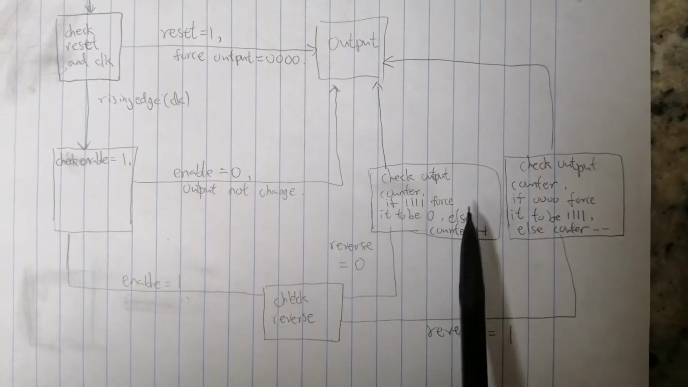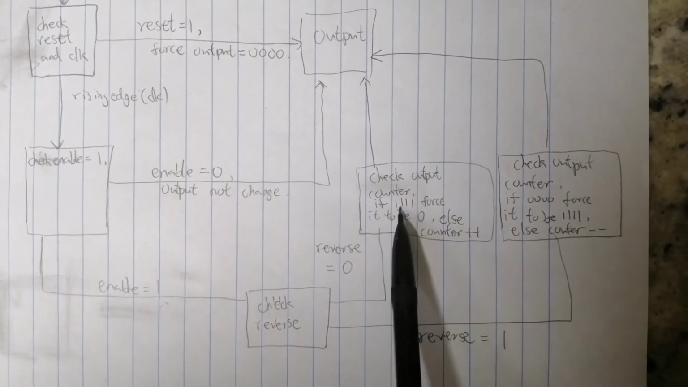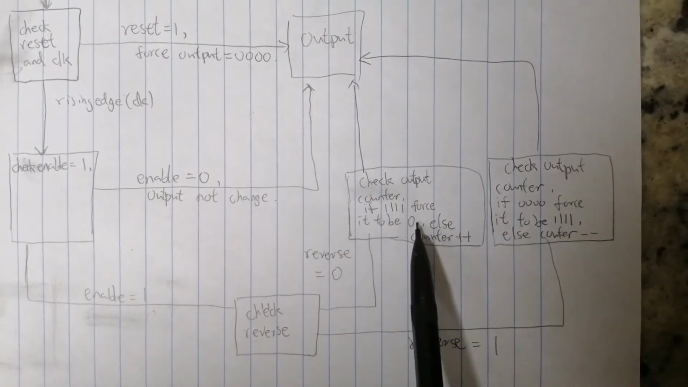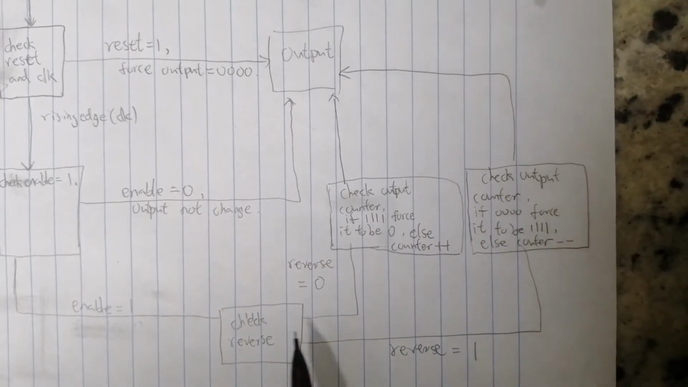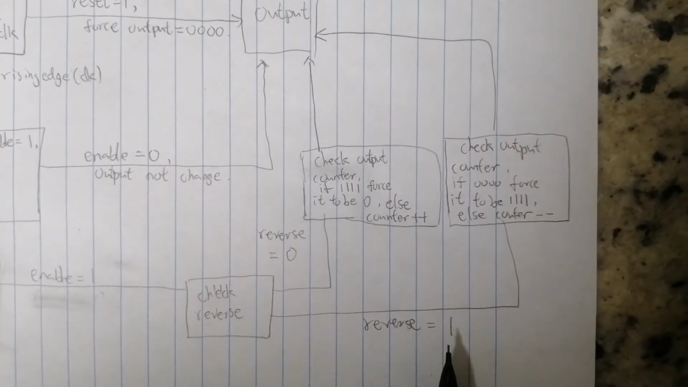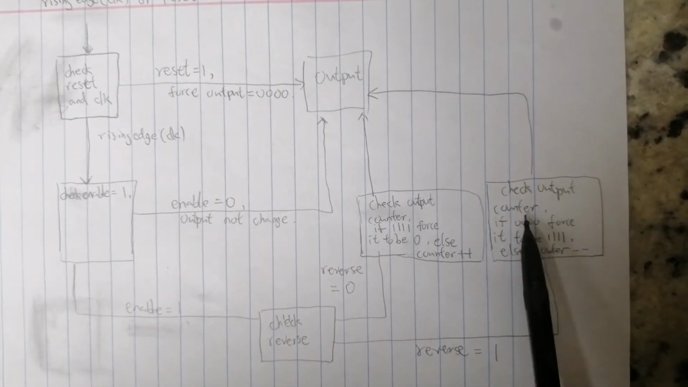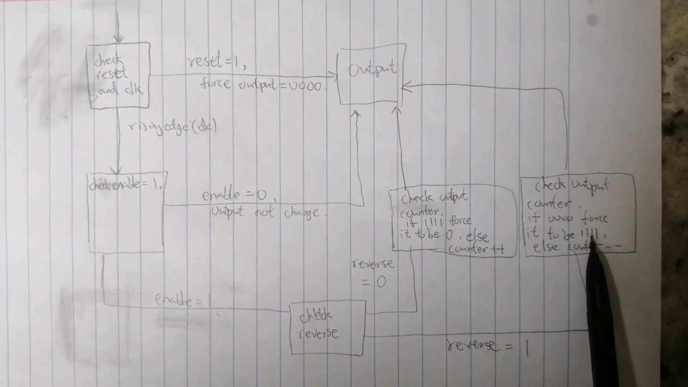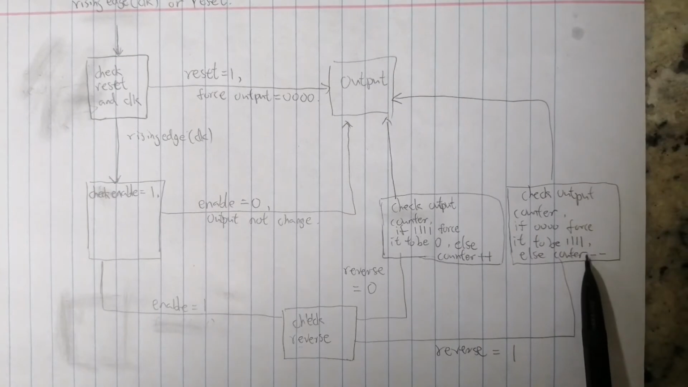To count up, I have to check my counter. If the counter is at its maximum value, 1111, then I have to make it 0. Otherwise, the counter is just increasing. On the other hand, if reverse equal to 1, that means it's counting down. Then I check if my counter right now is at 0. If it's at 0, I have to make it 1111. Otherwise, it's counting down by 1.